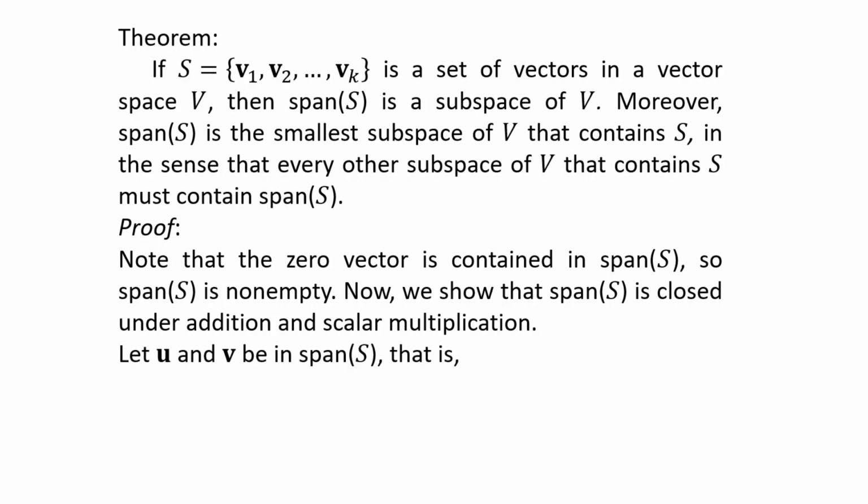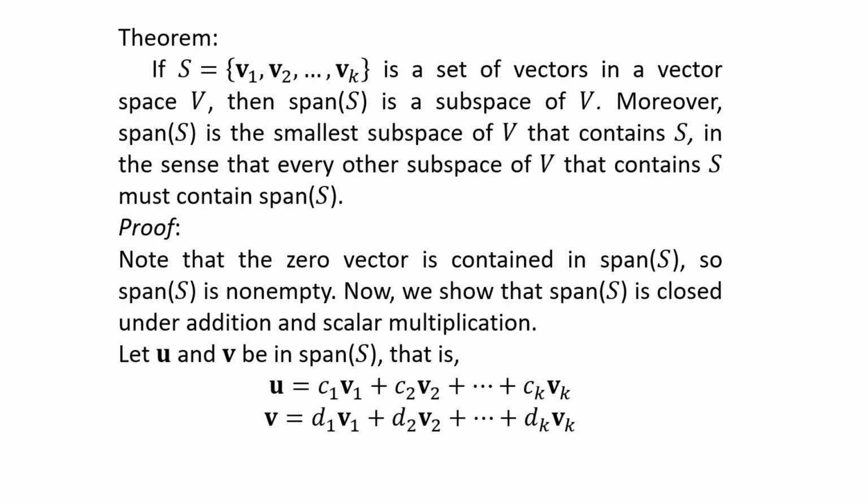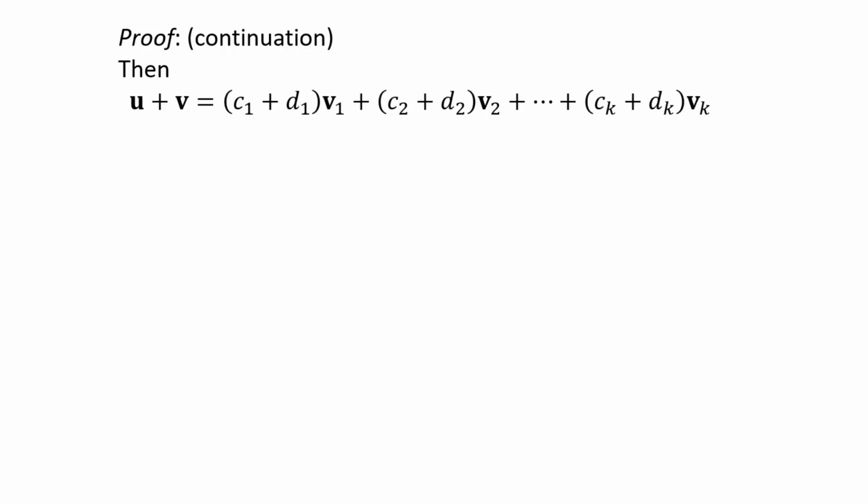We let U and V be in span of S. This means that U and V are linear combinations of the vectors in S. Okay, so we have this. So take note, this C sub 1, C sub 2 up to C sub k, and D sub 1 up to D sub k are scalars. Then by adding these two vectors, we have U plus V equals, we just add the scalars we have here.